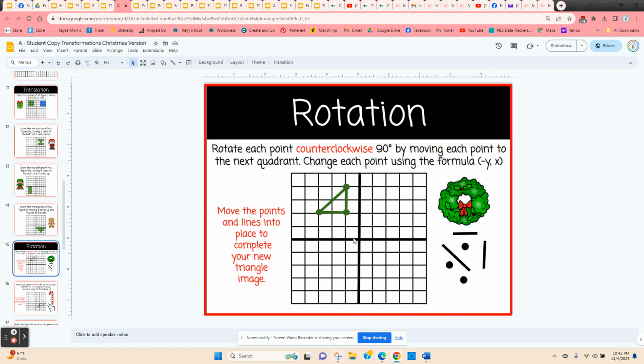So I start with the first point, negative 1, 2. Using this formula, it will now be negative 2, negative 1. So we're going to move this point, click and hold, and you can move it where you like. Then negative 3, 2 will now be negative 2, negative 3. And the point negative 1, 4 will now be negative 4, negative 1.